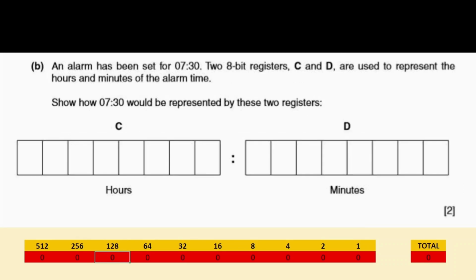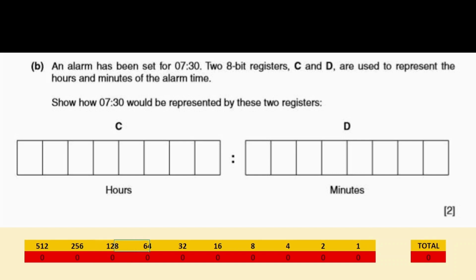Now we shall move on to the next bit, part B of this question. It's telling you that an alarm has been set for 07:30. Keep in mind that this is still using a 24-hour clock, as you can see by the 07 used rather than just the number 7, and also the lack of an AM or PM indicator. It's telling you that two 8-bit registers, C and D, are used to represent the hours and minutes of the alarm time. And it's asking you how 07:30 would be represented in these two registers. What's important to keep in mind is, the other time we were simply putting the numbers in and getting a total. This time we're going to have to calculate what's needed to make those numbers.